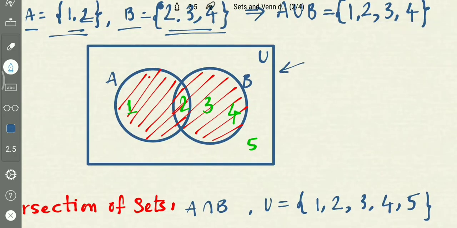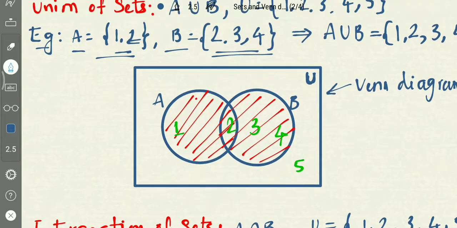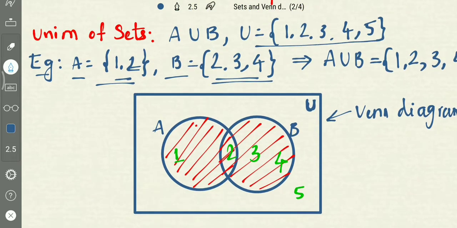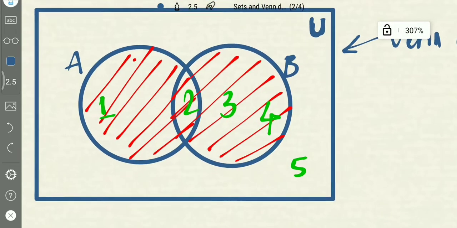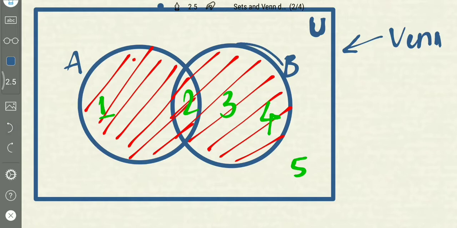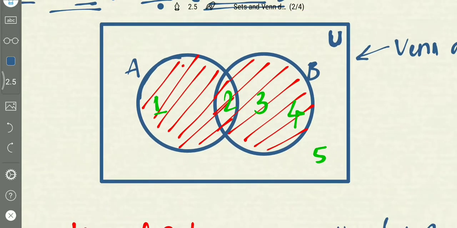This is the Venn diagram. What is Venn diagram? Representation of sets in a diagram is called Venn diagram. This is universal set. See here, the universal set is 1, 2, 3, 4, 5. From this set, A is having elements 1 and 2 and B is having elements 2, 3 and 4. This is the set A and this is the set B. A has elements 1 and 2. B has elements 2, 3, 4. So 2 is the element common for both A and B. And 5 is the element which is in universal set. So what is A union B? A including B. This is A union B.